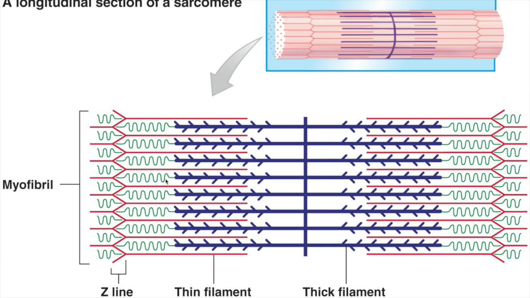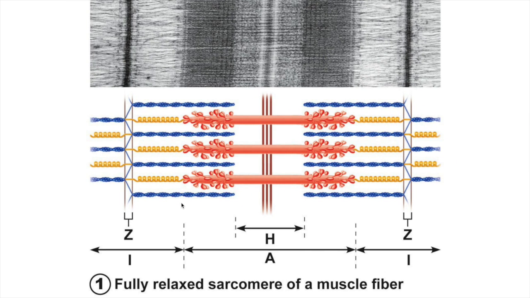Alright, so again, here's another look at our sarcomere, the thick filaments, the myosin, and then in red you have the thin filaments, or the actin. And again, this shows all the parts of a sarcomere. You've got the Z lines, the I band, the H band, the A band, and on the top there is what a real skeletal muscle looks like. This is a very high magnification.